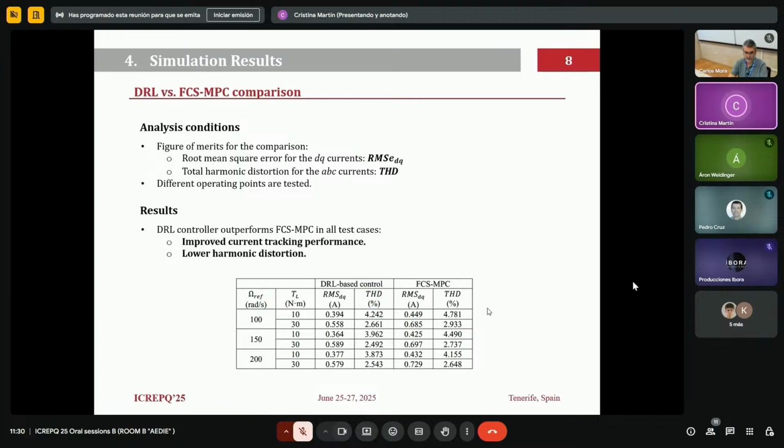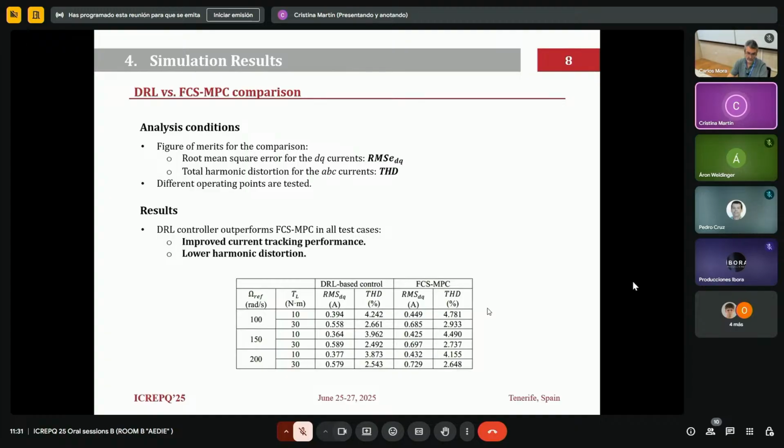After that, we compare the proposal with the conventional predictive control at different operational points to do a better comparison. We use two figures of merit for this comparison, the root mean square error of the DQ currents and the total harmonic distortion in the phase currents. The results are summarized in this table, and in all cases, the proposal outperforms the traditional controller. So it improves the current tracking performance and also reduces the harmonic distortion in the currents.